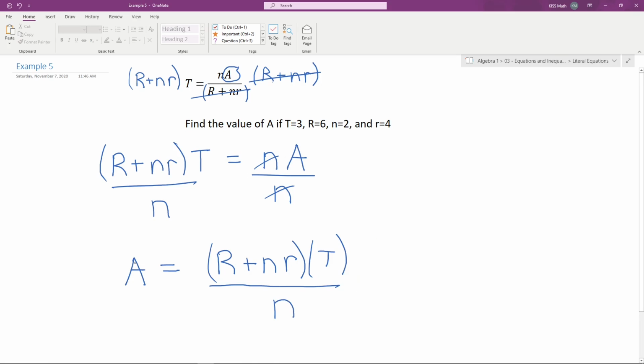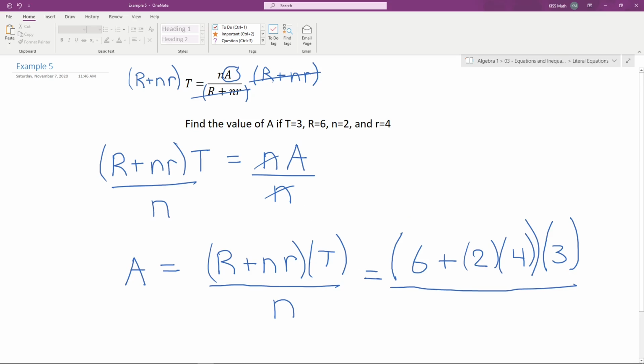So this is our equation for a, but the last step is to substitute all of these numbers because they're given, and it wants us to find the value of a. So let's do that. So capital R would be 6 plus n, which is 2. And then lowercase r is 4. And that's all going to be multiplied by t, 3. And then all of that will get divided by lowercase n, which is 2.